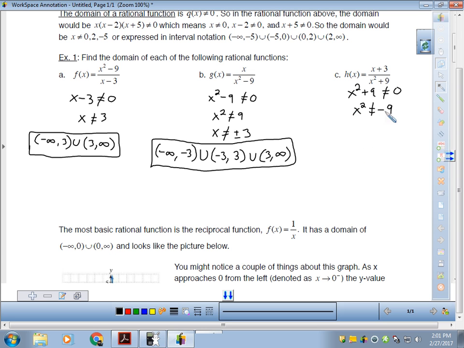There is an imaginary number that you could square and get negative 9. There's actually two of them. But when we talk about domains, we're only talking about real numbers. So there's no real number that you can square and get a negative 9. So this right here has no solution. And when that has no solution, our domain just remains negative infinity to infinity. Okay? And there are rational functions that have domains that go negative infinity to infinity. And that's okay.